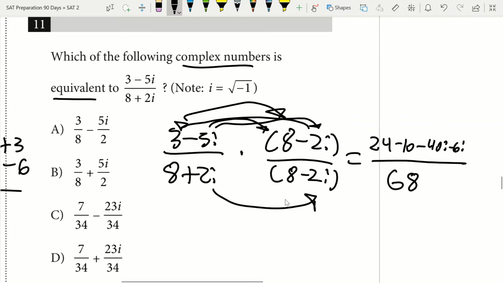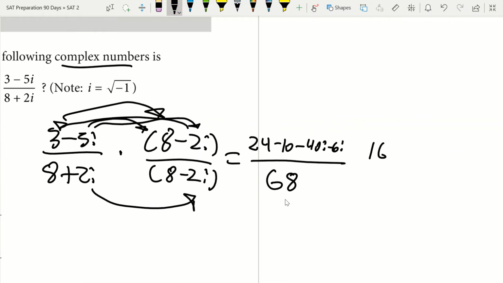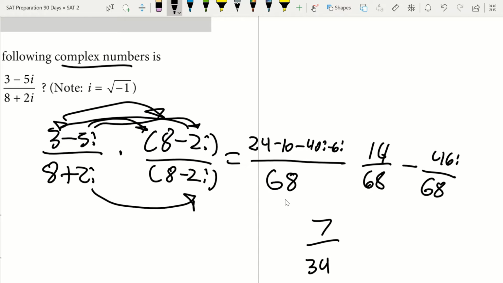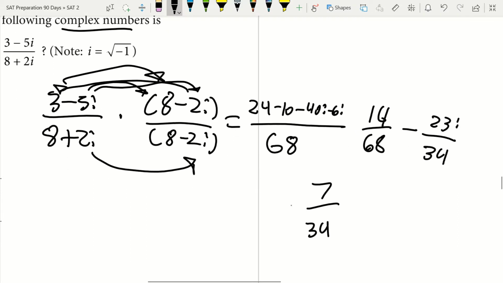Okay, I can go ahead and simplify that. 24 minus 10 is going to be 14 over 68. When simplified, that's going to be 7 over 34 because we can divide each by 2. And then I'm going to have that much minus 46i, since -40i minus 6i is -46i, all over 68. Once again, we can divide by 2, put it over 34 there, and 46 over 2 is going to give me 23. So minus 23i. So the answer here is going to be 7 over 34 minus 23i over 34.